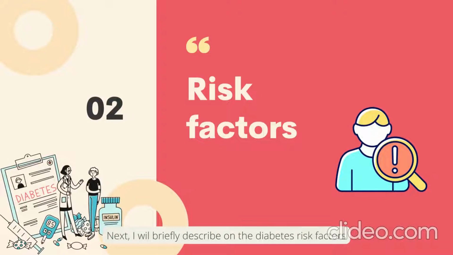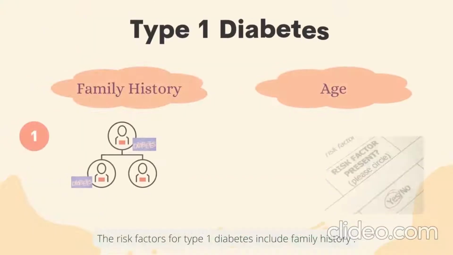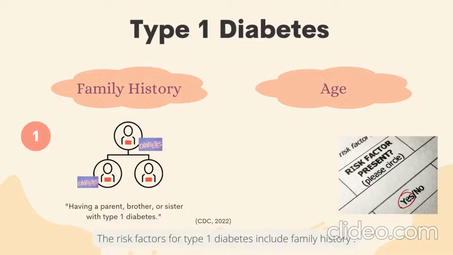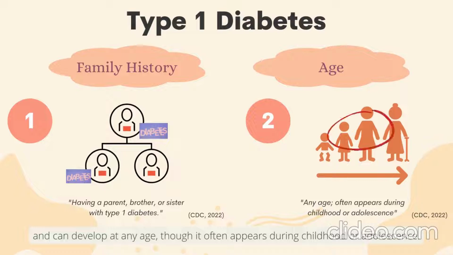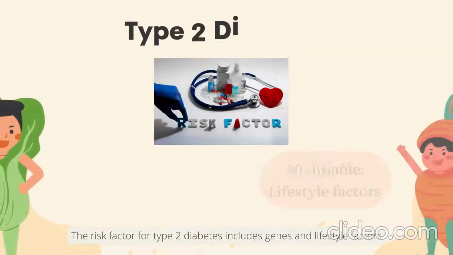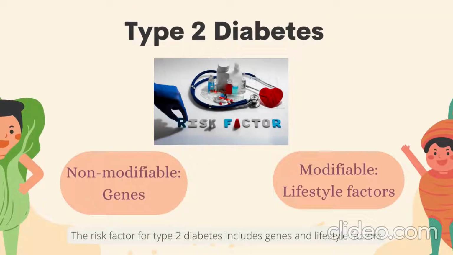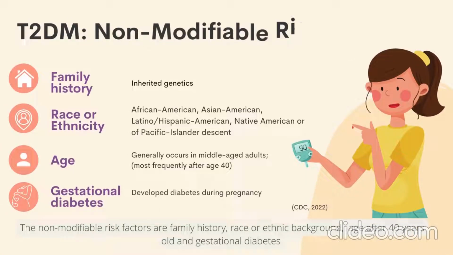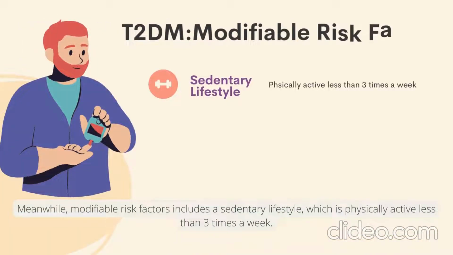Next, I'll briefly describe diabetes risk factors. The risk factor for type 1 diabetes includes family history, and it can develop at any age, though it often appears during childhood or adolescence. The risk factors for type 2 diabetes include genes and lifestyle factors. The non-modifiable risk factors are family history, race or ethnic background, age after 40 years old, and gestational diabetes. Meanwhile, modifiable risk factors include a sedentary lifestyle, which is being physically active less than 3 times a week.